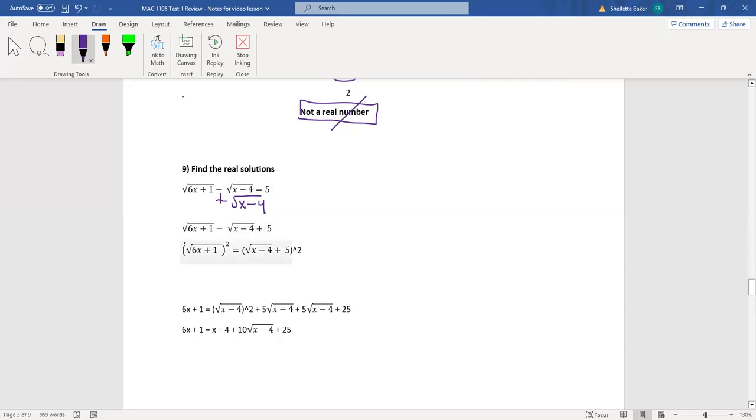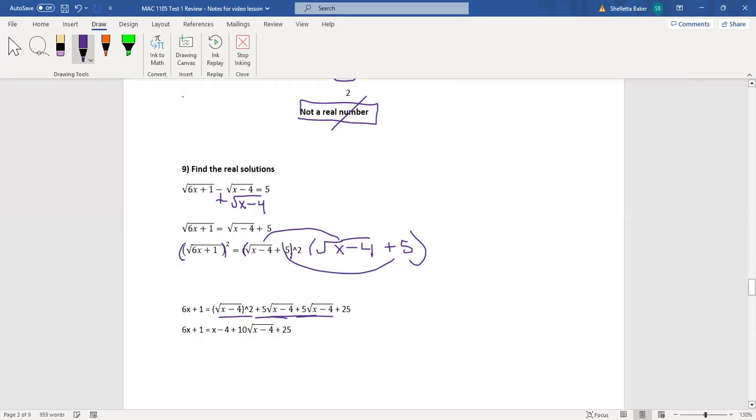So we raise each side, the left and the right, we put them both in parentheses, and raise them to the second power. Over here, we're going to have to distribute. You have to distribute that square root of x minus 4 plus 5 times itself. And when we multiply square root of x minus 4 times itself, we get square root of x minus 4 squared. Square root of x minus 4 times 5, we get 5 square root of x minus 4. 5 times square root of x minus 4, we get another 5 times square root of x minus 4. And then 5 times 5, we get 25.